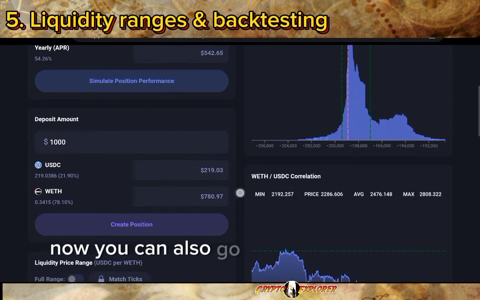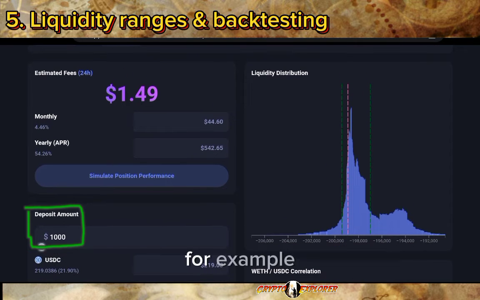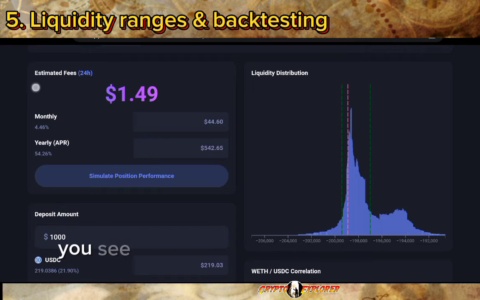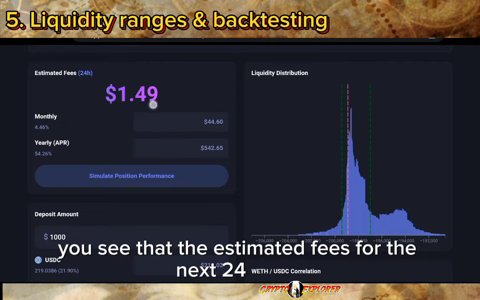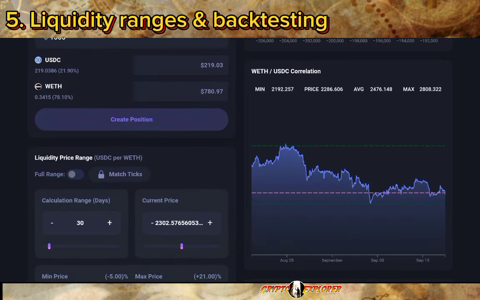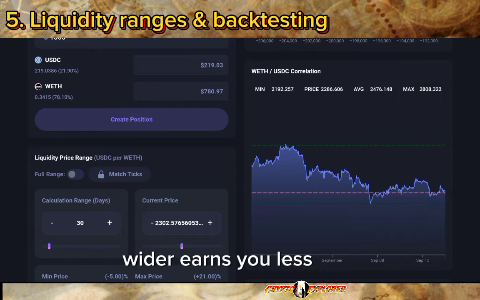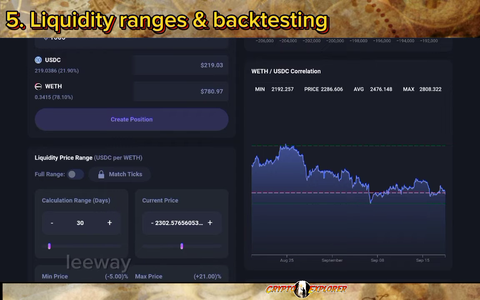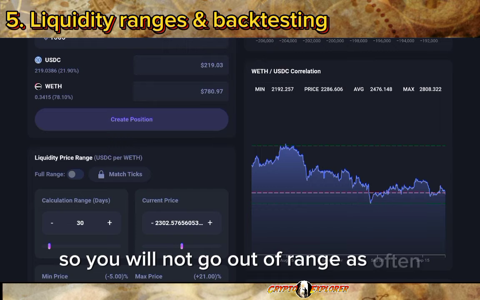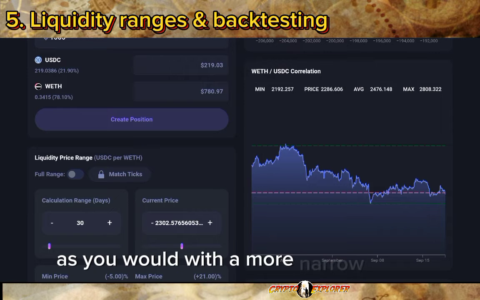Now you can also go up here and simulate your position. For example, with a deposit amount of $1,000 and with the range that we just set, you see that the estimated fees for the next 24 hours will be $1.50. Of course, you can always play with that. If you're not happy with how much you are getting, you can go narrower or wider. Both strategies will have their pros and cons. Wider earns you less fees, but leaves you more leeway to respond to market volatility. So you will not go out of range as often as you would with a more narrow range.